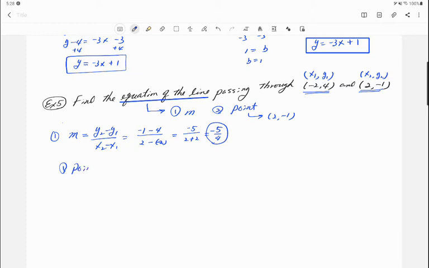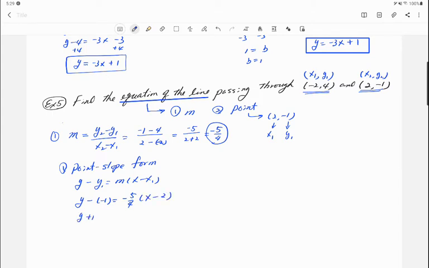Point slope formula, right? Let's use this formula. All right, then y minus y1 equals m times x minus x1. In this case, we're going to use this point. So x1 will be 2 and y1 will be negative 1, right? So y minus y1 is negative 1, m is negative 5 over 4, and then x minus x1. x1 is 2, right? 2.